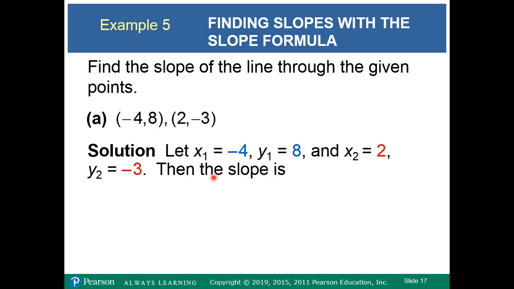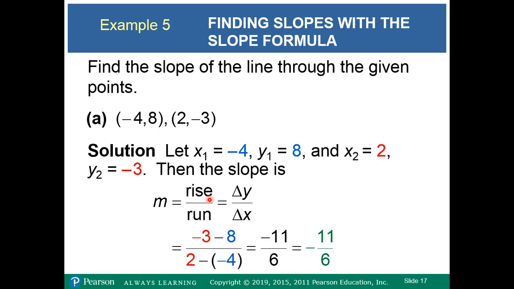And so now we're just going to plug it into the slope formula. So we take y: -3 minus 8, then we have to take 2 minus -4. And if we simplify, this becomes a positive, so the denominator is going to be 6, and the numerator becomes -11. So -11 over 6, or -11/6. And that's the slope.